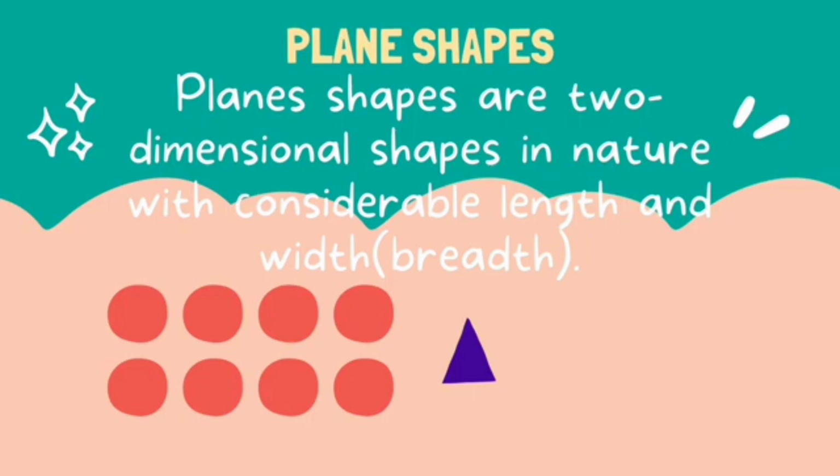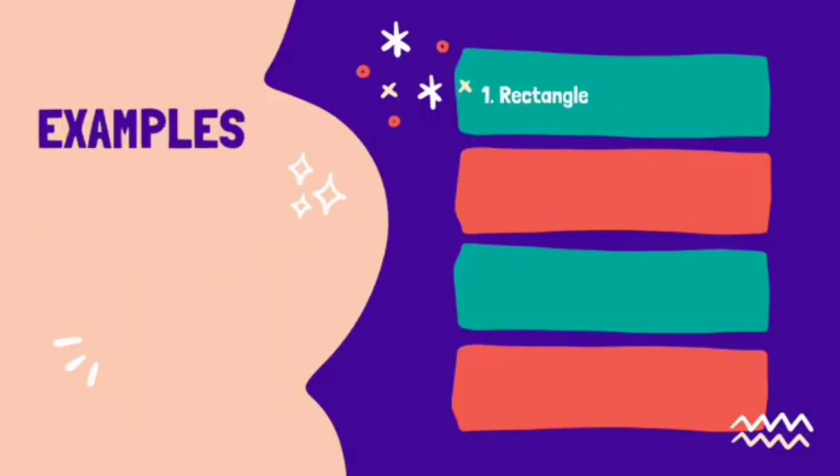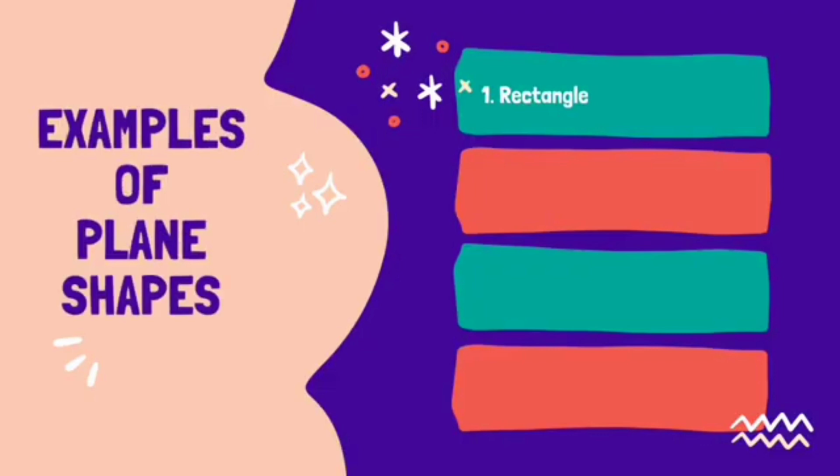We have several plane shapes. Some examples of plane shapes include rectangle, square, parallelogram, triangle, trapezium, rhombus, kite, and circle.